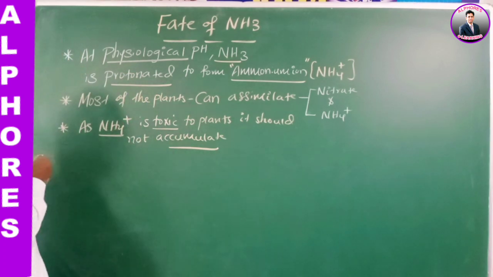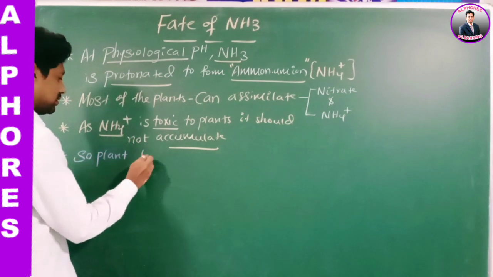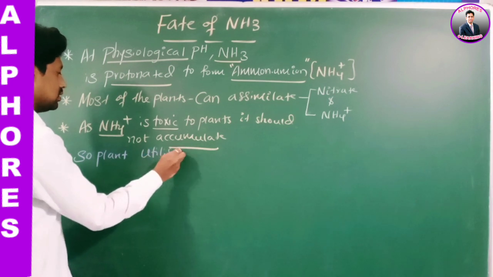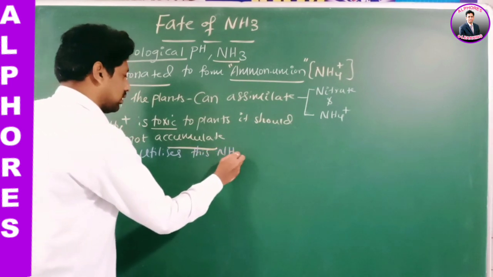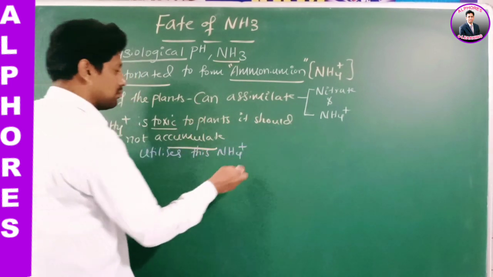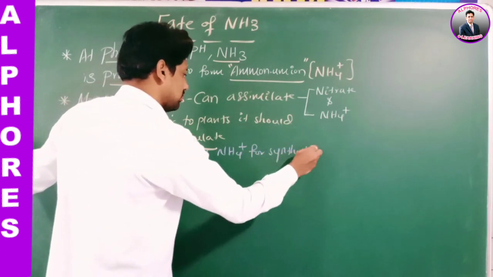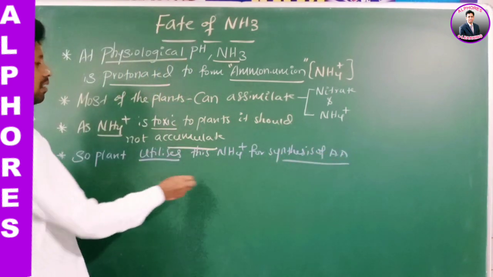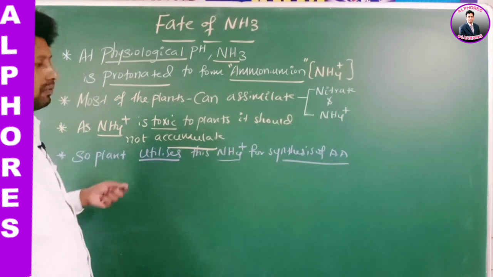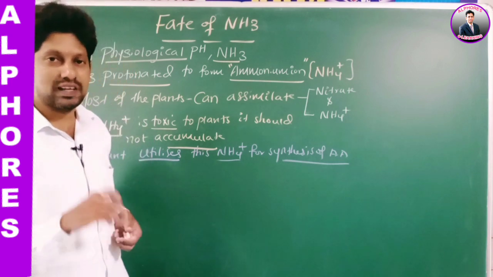So what is the plant doing? The plant utilizes this what? Ammonium ion. The plant utilizes this ammonium ion for synthesis of what? Amino acids. In plants, synthesis of amino acids takes place by two methods.